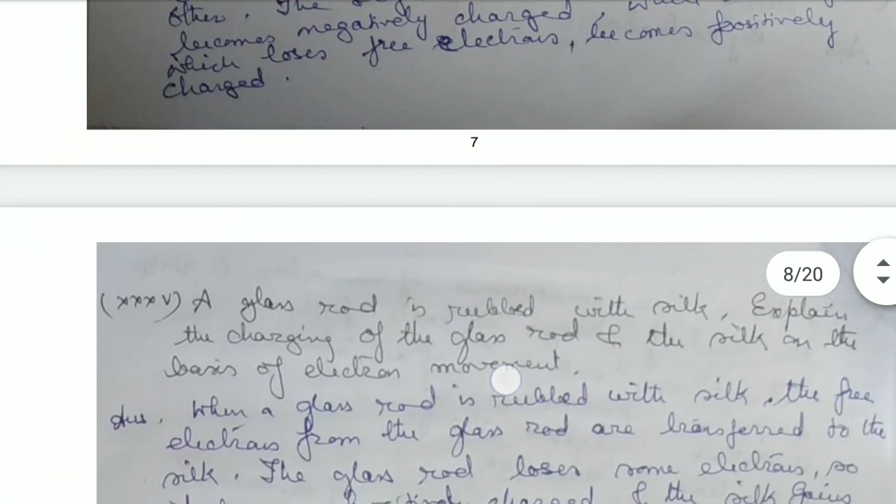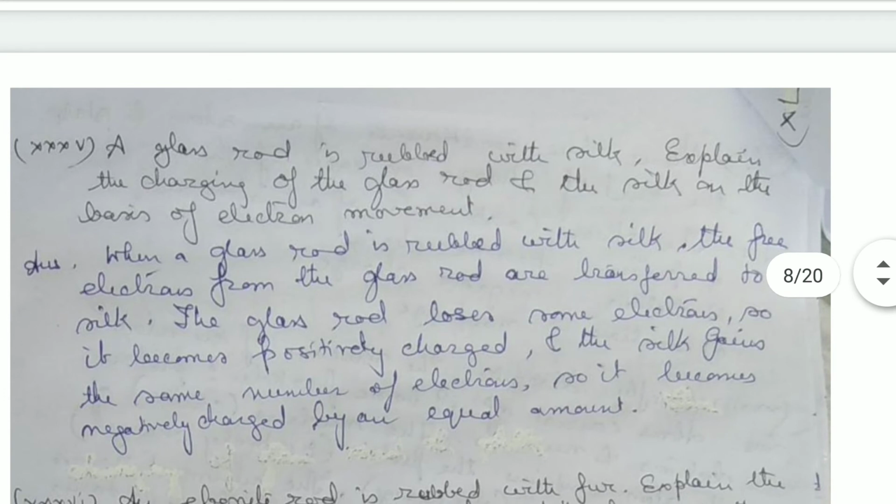Okay. Next: a glass rod is rubbed with silk. Explain the charging of the glass rod and the silk on the basis of electronic movement. When a glass rod is rubbed with silk, the free electrons from the glass rod are transferred to the silk. So the silk gains electrons and therefore becomes negatively charged, and the glass rod loses electrons and therefore becomes positively charged. But the quantity of the charges will be equal.